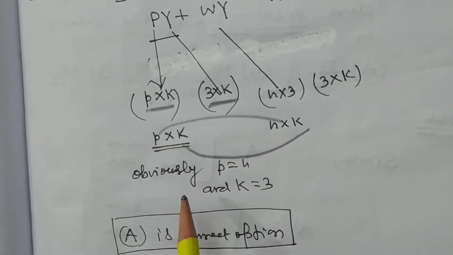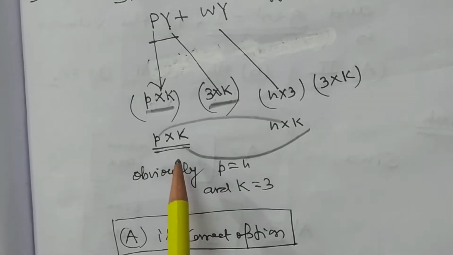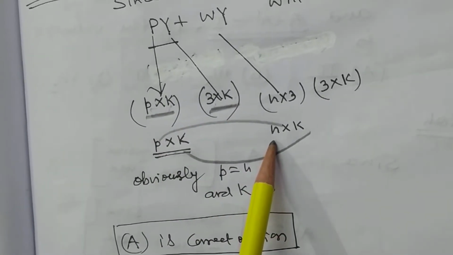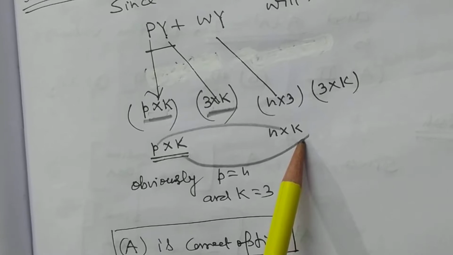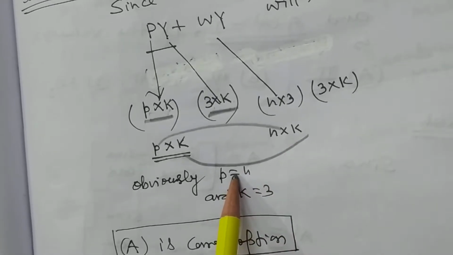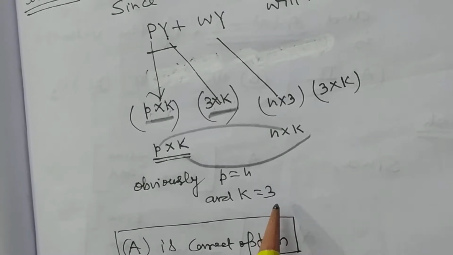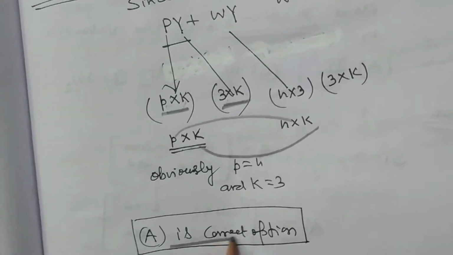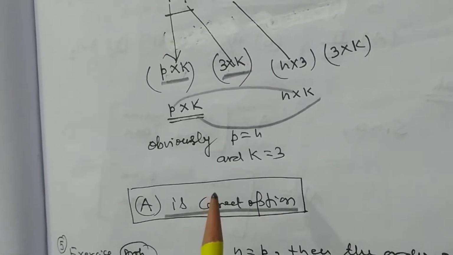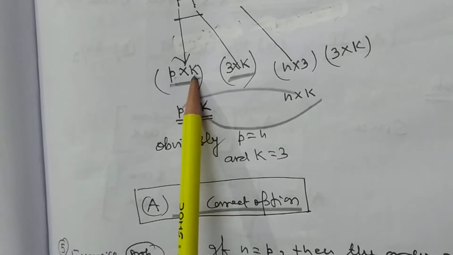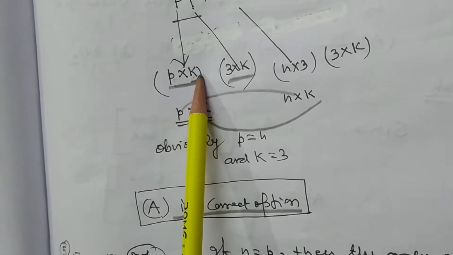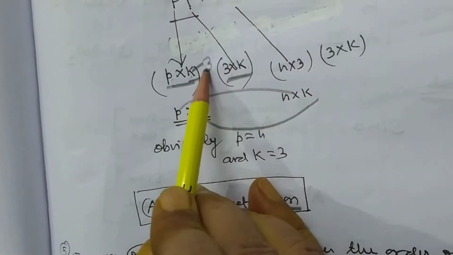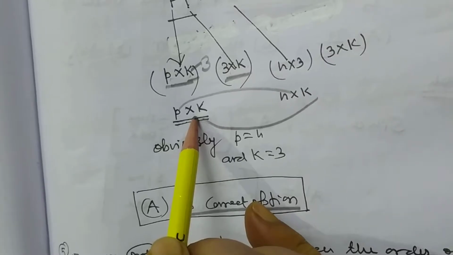P by K, and it is n by K. P is equal to n, and K is equal to 3. So my dear students, A is correct option. K is equal to 3 here, then it will be a P by K matrix. Keep that in your mind.